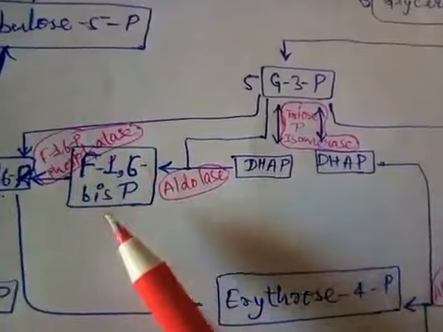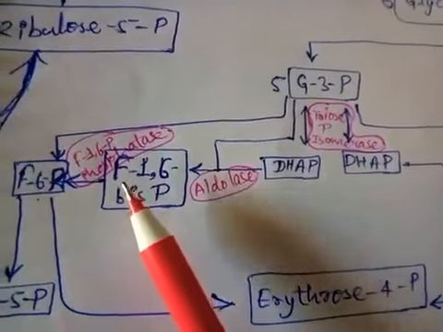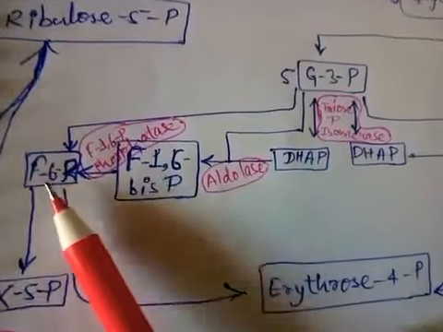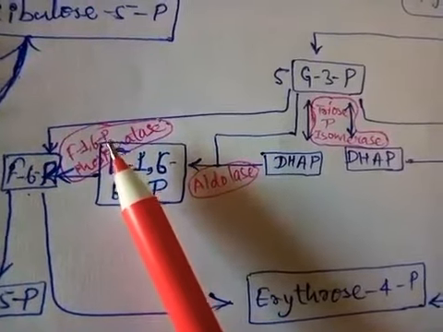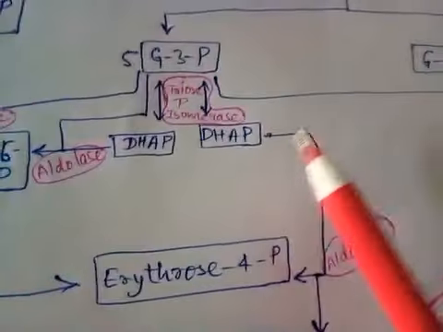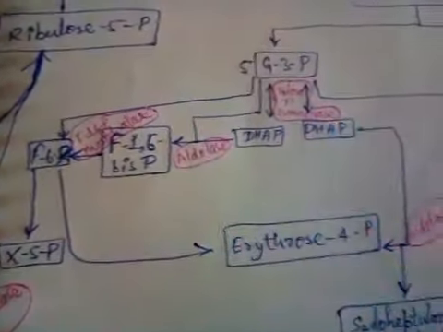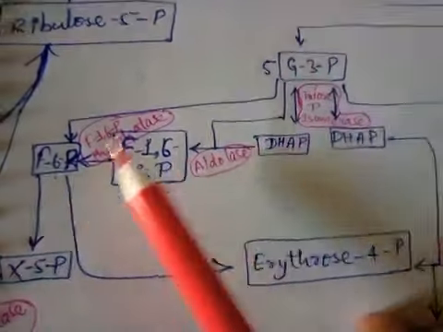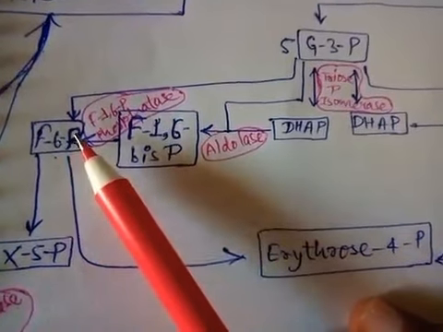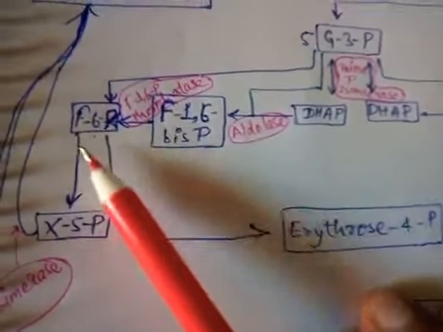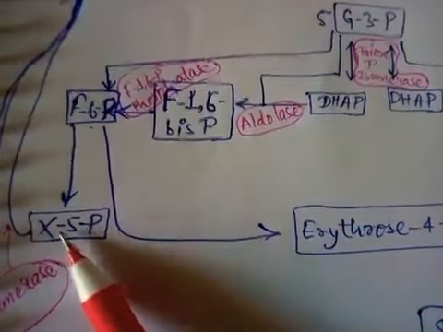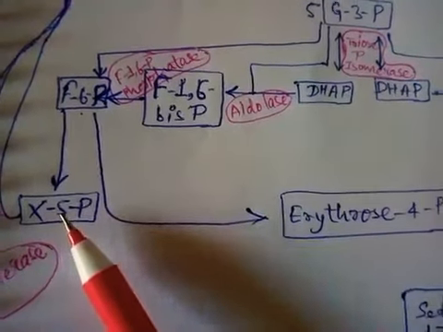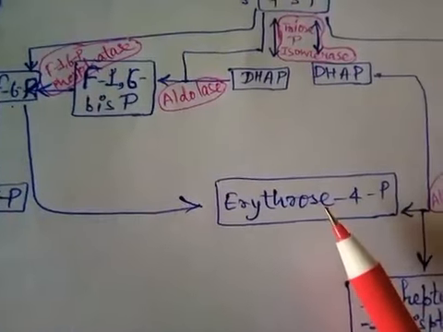into fructose 1,6-bisphosphate. This fructose 1,6-bisphosphate is now converted into fructose 6-phosphate in the presence of enzyme fructose 1,6-bisphosphatase. Another molecule of glyceraldehyde 3-phosphate combines with this fructose 6-phosphate, and it is now converted into a 5-carbon and a 4-carbon compound. The 5-carbon compound is known as xylulose 5-phosphate, and the 4-carbon compound is known as erythrose 4-phosphate.